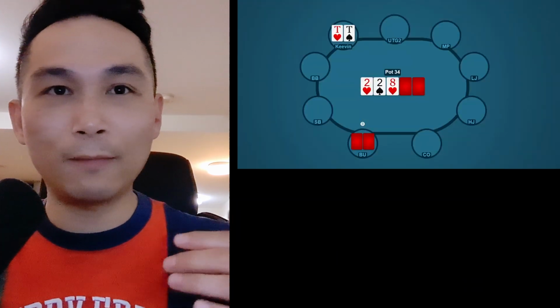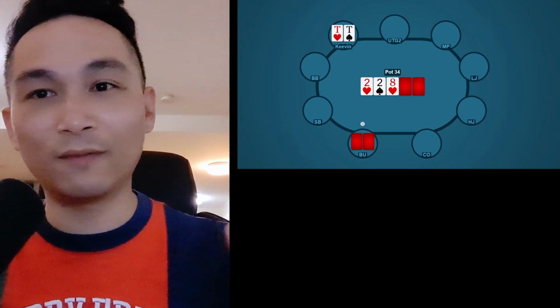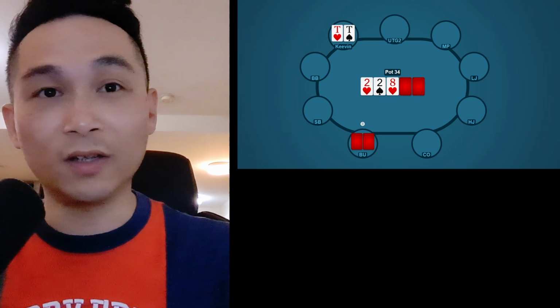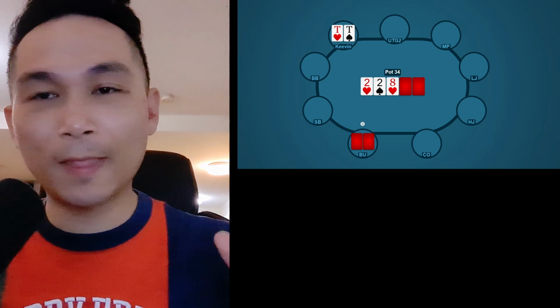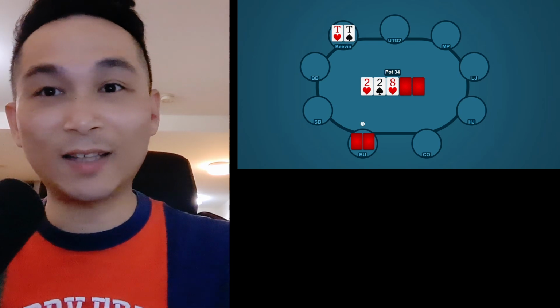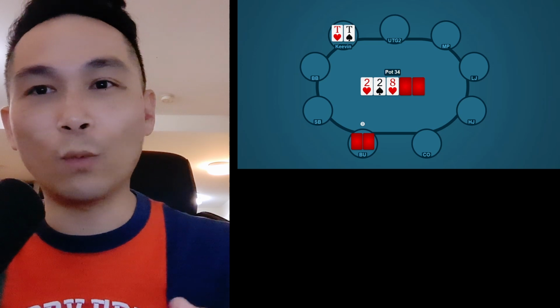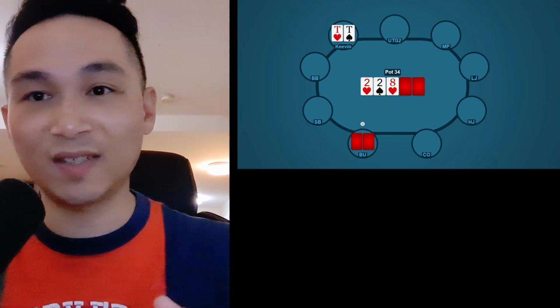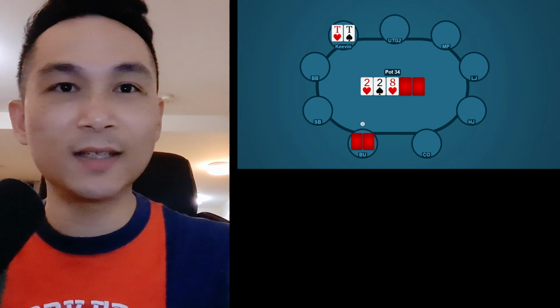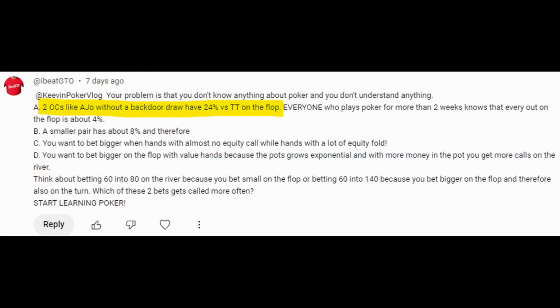In my hand, pocket tens, we're going to go with the assumption that the villain had 2 overcards. We actually don't know that. It was never revealed. But as played, that's what it seems like he had. And I'll also explain later why it's fine to go with that for this example. Okay, looking back at I beat GTO's comment, he mentioned that 2 overcards has 24% equity on the flop.